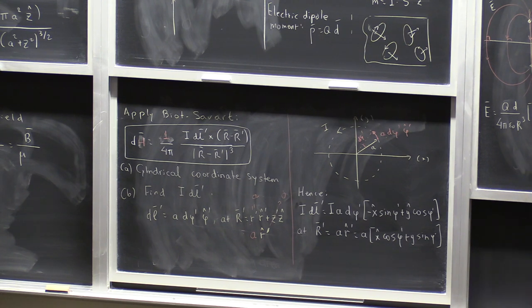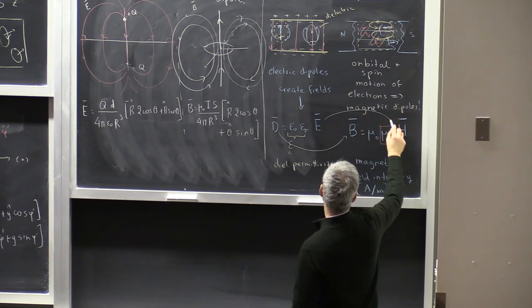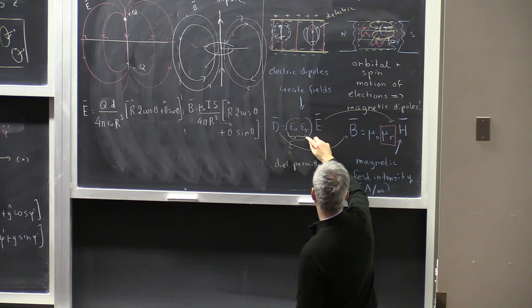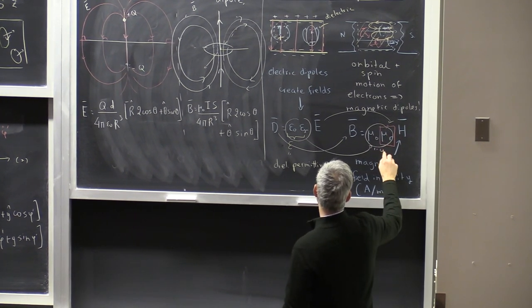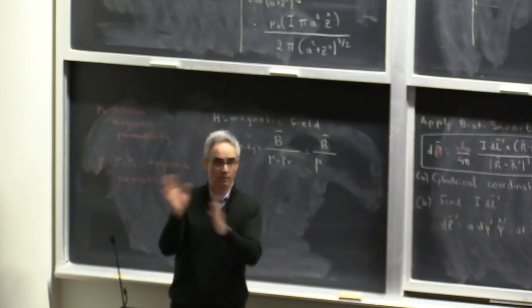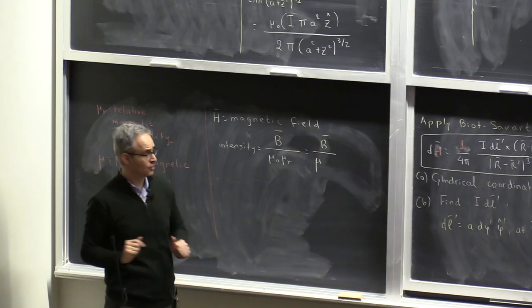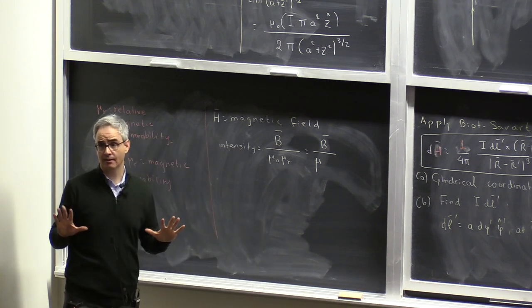So H is the second fundamental quantity, and you see the duality between electricity and magnetism, D and B, E and H, and epsilon and mu. A good way to think about magnetism is through this duality, so that you can build on what we learned in the first part of the course to understand the second part. Any questions up to this point?